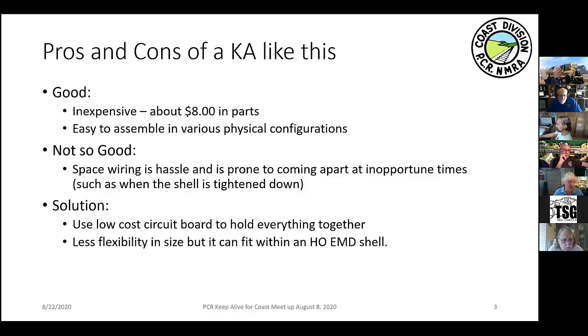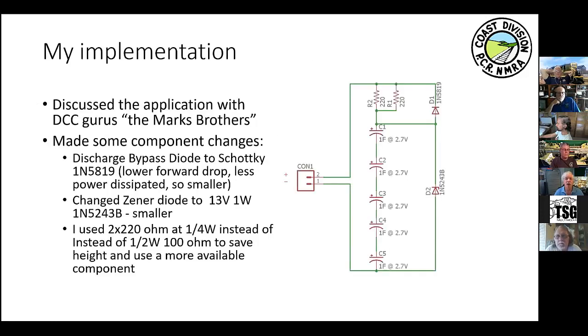So the solution I suggested was to just use a small low-cost circuit board to do that. It's a little less flexible in size, but we can still make one that'll fit, and for my purpose, the standard is an HO EMD scale. I was discussing this with some N-scale people yesterday, and the answer is the technology isn't quite there, even for the people who want to do it with surface mount and a whole lot of technologies that are a little beyond the soldering ability of the average model railroader.